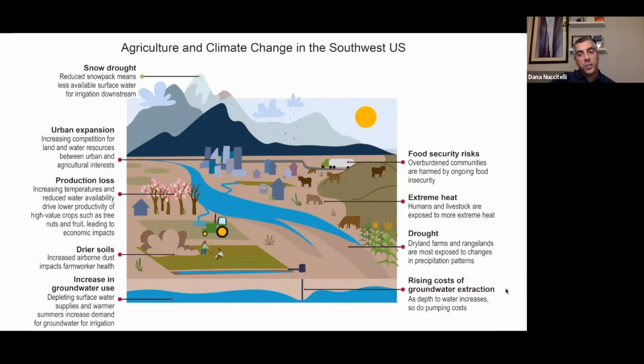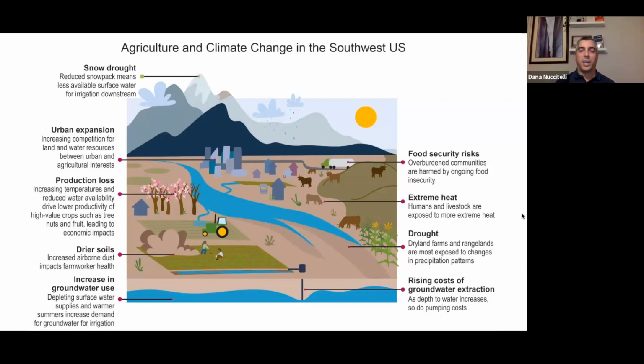Because we don't have enough surface water, we have been extracting a lot of groundwater from our aquifers, but that is not sustainable because then we're depleting our groundwater aquifers. And so there are a lot of these issues, and then soil is becoming drier because it's hotter.